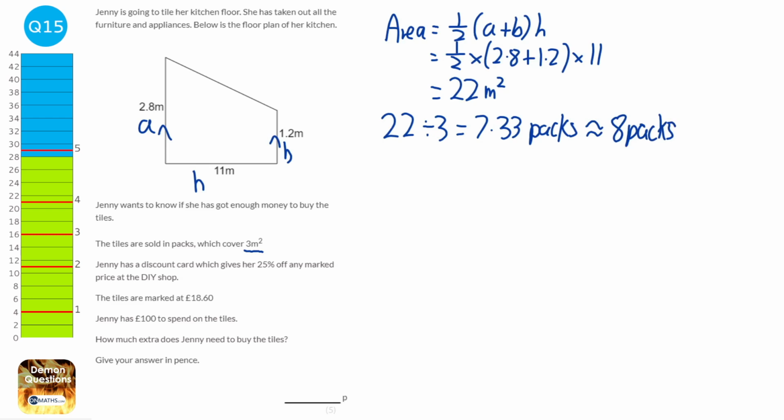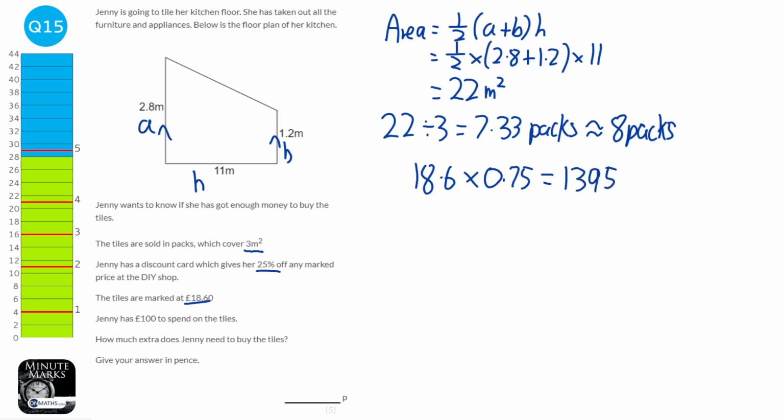Okay, next thing we look at is the fact that Jenny has a 25% discount. So we need to find out what a 25% discount would do to the £18.60 for the pack of tiles. So what we're going to do is get the £18.60 and times it by 0.75. We're just going to find 3/4 of it because she has a 25% discount, and that would be 1,395. So the tiles are going to cost £13.95.